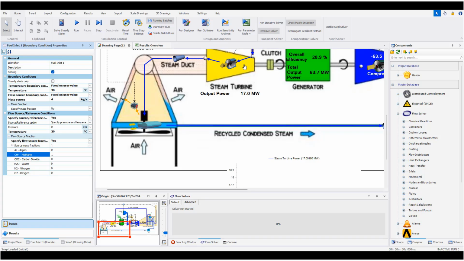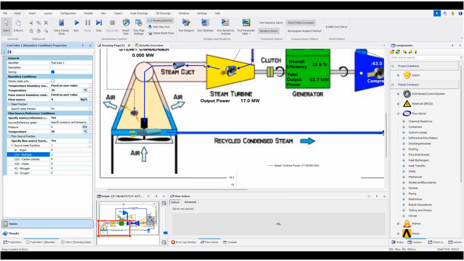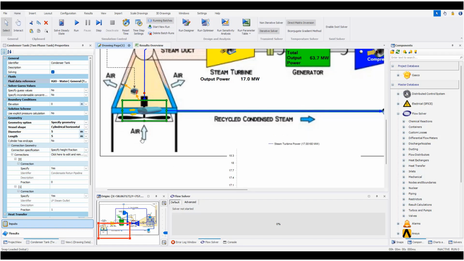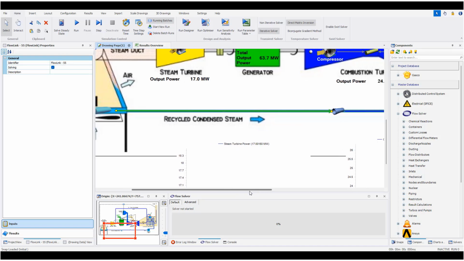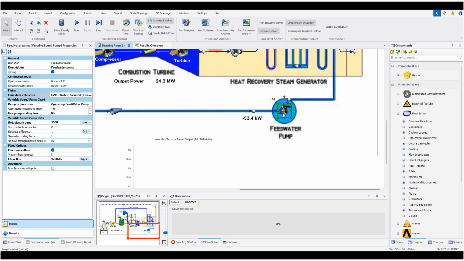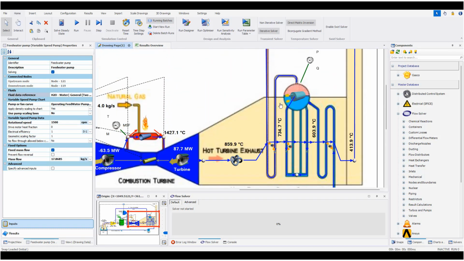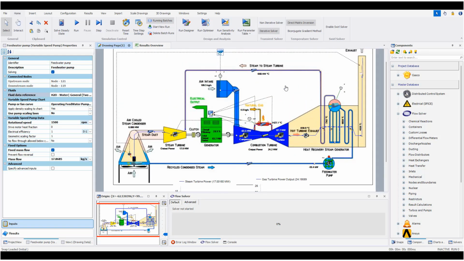steam after being used in the turbine for producing the power. It just goes to another two-phase tank, which we call the condenser tank, and then it will be sent by the feed water circuit feed water pump to this boiler drum. So these are the main components that we have.